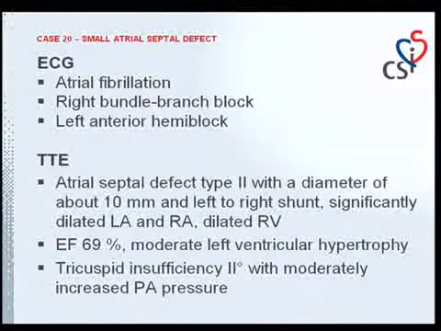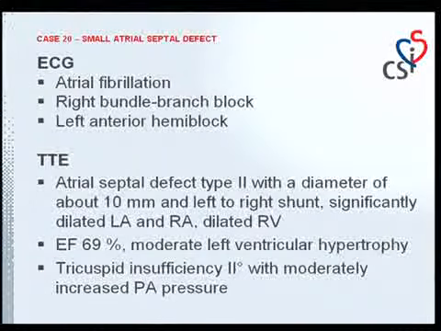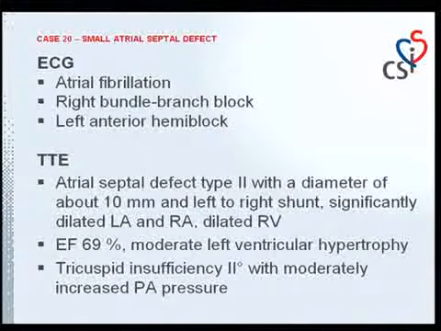TTE showed the atrial septal defect type 2 with a diameter of about 10 mm and left to right shunt. Both left and right atrium and the right ventricle are dilated. The ejection fraction is 69% with a moderate left ventricular hypertrophy. In addition, there is a tricuspid insufficiency grade 2 with moderately increased PA pressure.